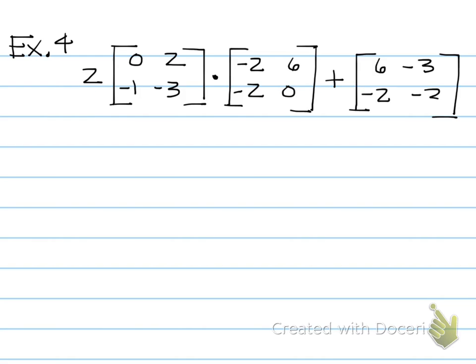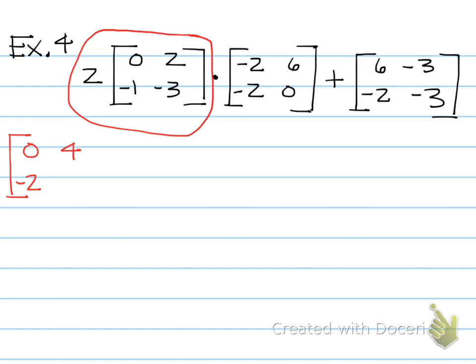Last example. Last example encompasses everything that we studied in this lesson. So we're going to start by, the order of operation applies to matrices also. So we're going to start by multiplying that first matrix by that scalar 2. When we do that, we will get 0, 4, -2, and -6.